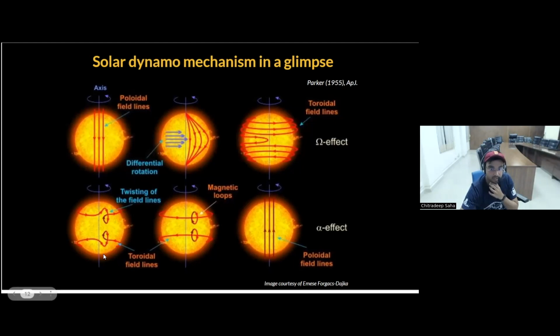Starting from a multipolar structure, which was explained by Parker through some helicity mechanism, unwinding of a bow, eruption of the loops to the surface, and their twisting and stretching and their poleward migration. And then again, this cycle continues. I will not focus much on the theory and the numerics behind this solar dynamo mechanism.